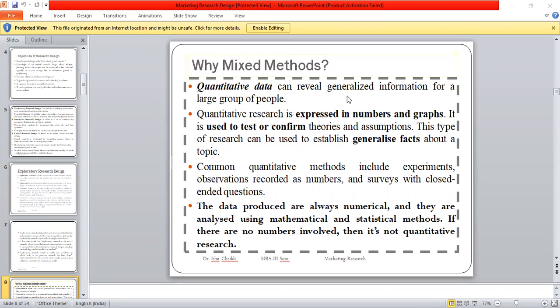Common quantitative methods include experiments, observations, surveys, and close-ended questions. The data produced are always numerical and they are analyzed using mathematical and statistical methods. If there is no number involved, it is not quantitative research. I have already discussed it with you.